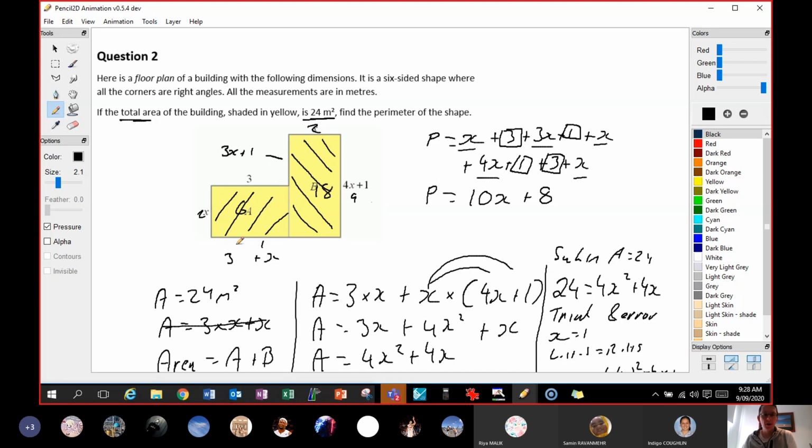Now, remember, we need to do the perimeter at the start. We added the perimeter, and we already figured it out in terms of x. So the beauty of this now is that because we know x is 2, it's going to be 10 times 2 plus 8. Therefore, the perimeter is 28 meters. So the perimeter is 28. And that's the answer to that one. I love that one. That was good.